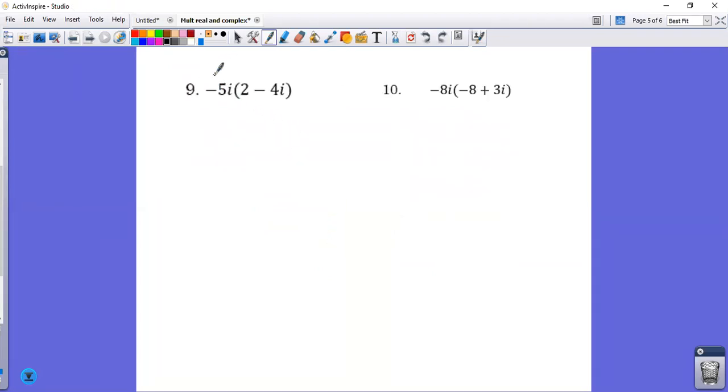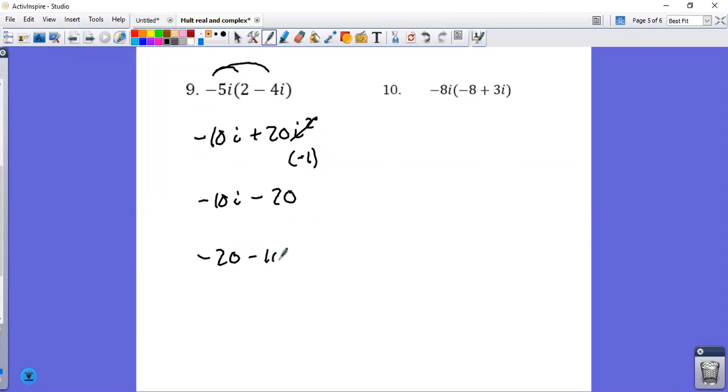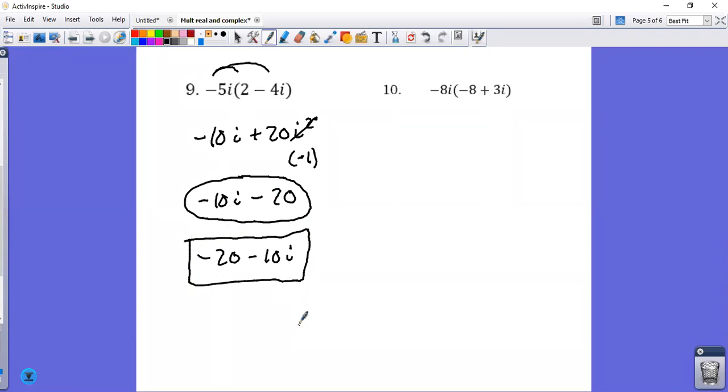All right, so distributing a negative 5i, and you might want to do the two steps. So negative 5 times 2 is negative 10i. Negative times a negative would be a positive. 5 times 4 is 20. i and i would be i squared, so that would make a negative 1. So you have negative 10i minus 20. And if you leave it like this, that's fine, as long as you know which is the real part and the imaginary part. Just know that this would be the way it'd be written on a multiple choice quiz.